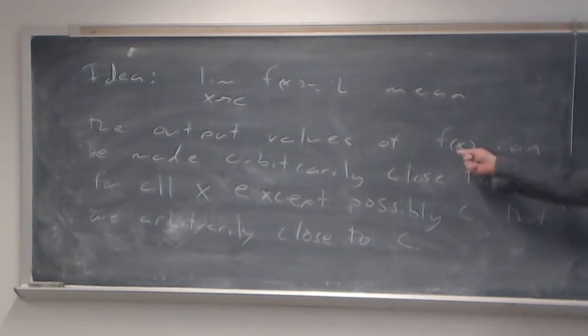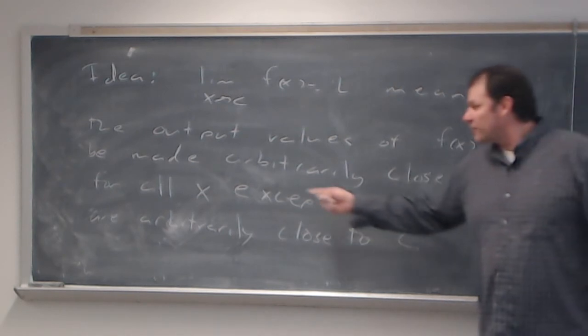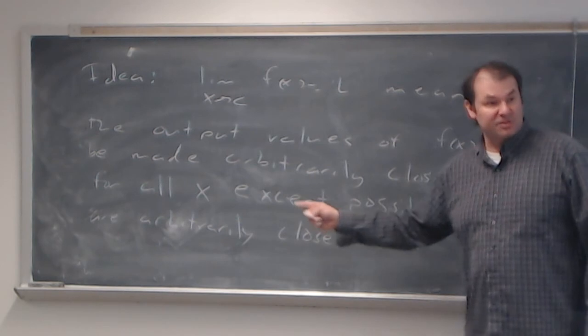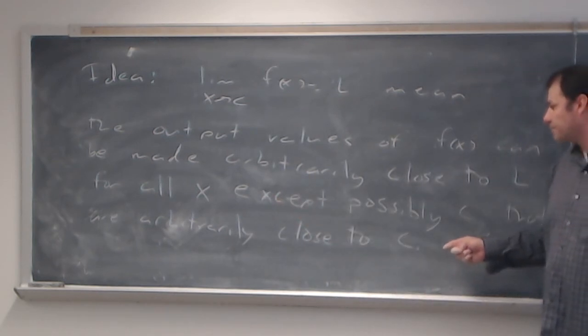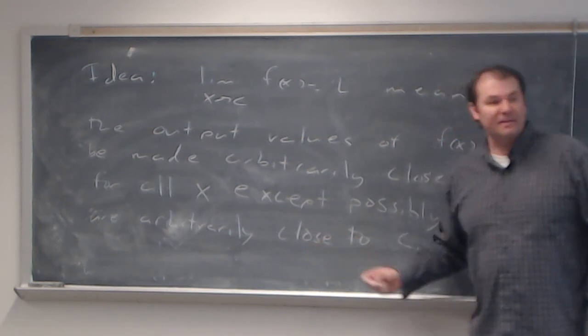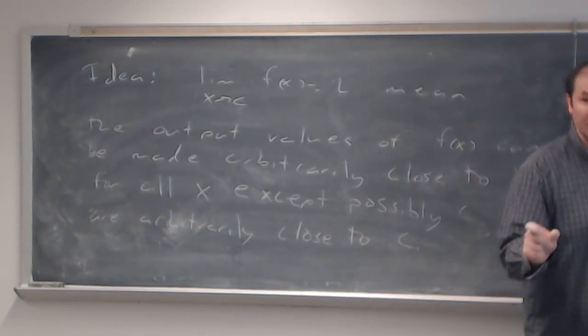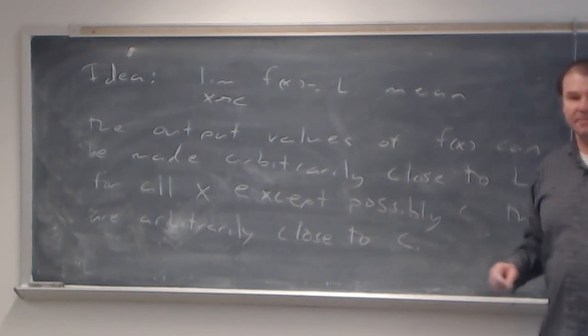Well, output values f of x can be made arbitrarily close to L. That's the distance between f of x and L is less than epsilon. Epsilon is any arbitrary distance. When does that happen? That happens for all x in the domain of f, such that the absolute value of x minus c is less than delta. So you're being arbitrarily close to c. But I've got this except possibly c.